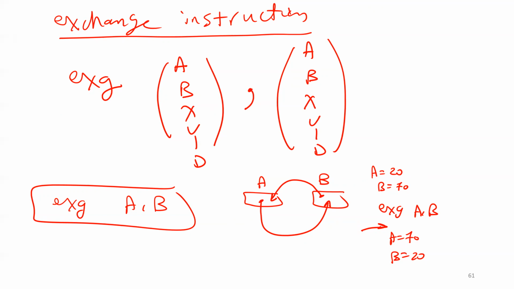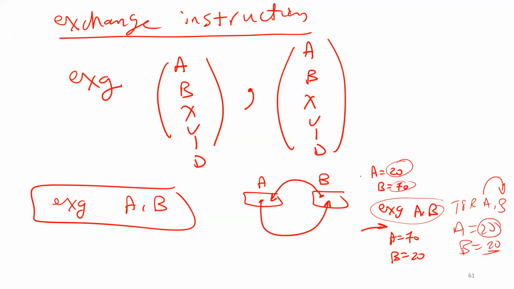Exchange is going to exchange values. However, if instead I use transfer A comma B, I'm going to copy A to B. After you execute this instruction, A was 20 and is going to stay 20, and B should equal 20 as well. What about the 70? The 70 is gone because you overwrote it. Any questions?